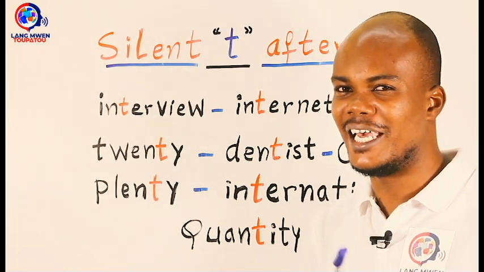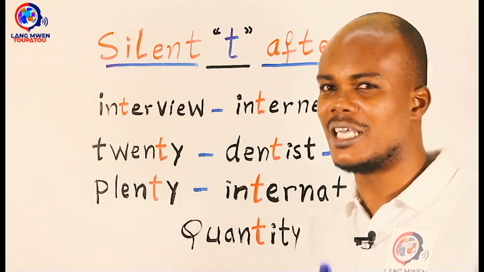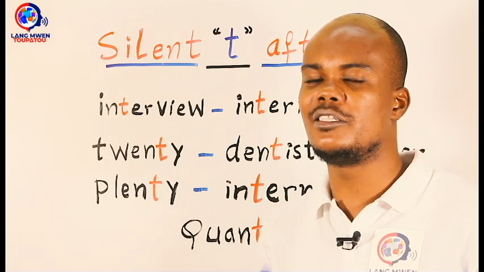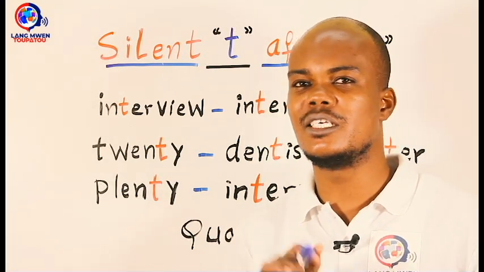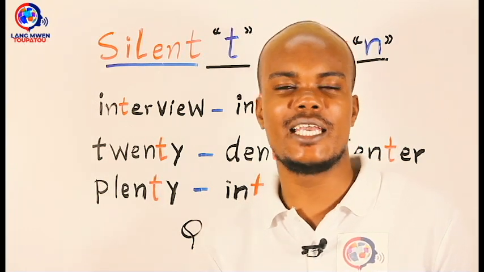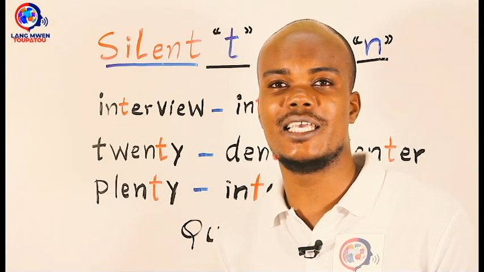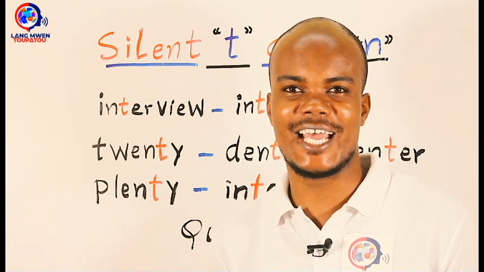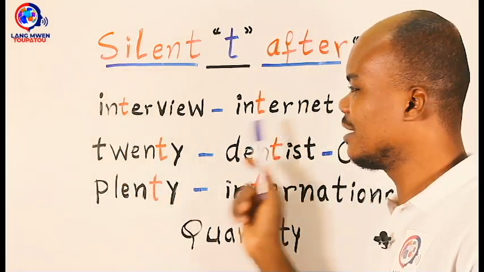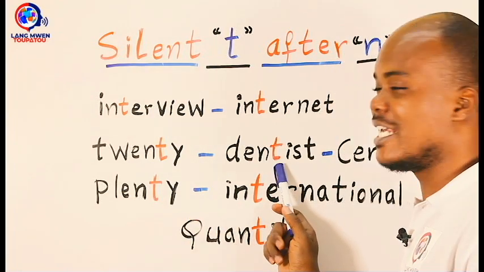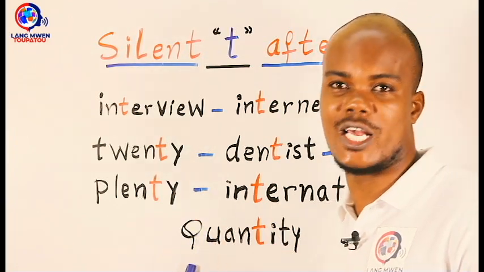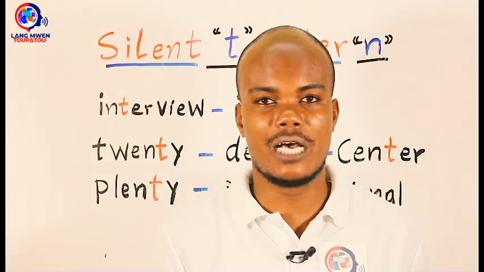Do you know the reason? And you're wondering why? Yes, I'm telling you, don't worry. In American English, they drop the T. And why do they do that? Let me give you the reason. The reason is because the T is often silent in American pronunciation. Instead of saying internet, Americans will frequently say internet. That's the reason they say interview, internet, twenty, dentist, center, plenty, international, and quantity. They drop the T, they don't pronounce the T.